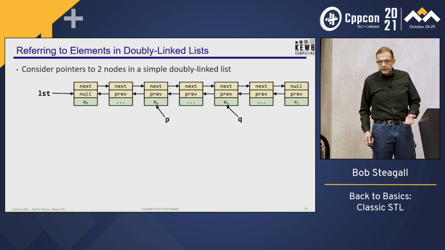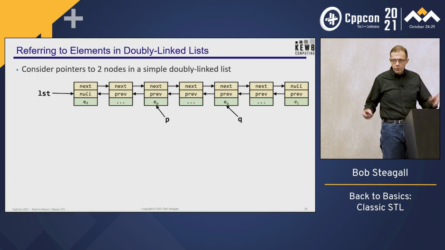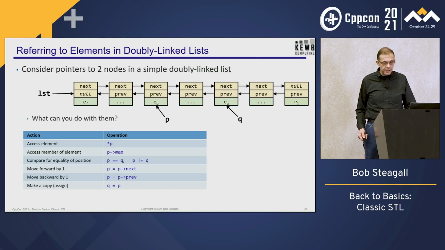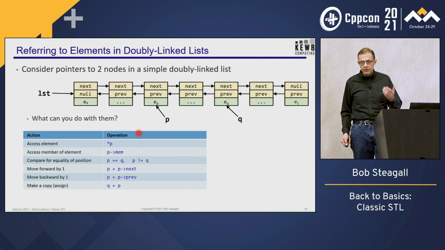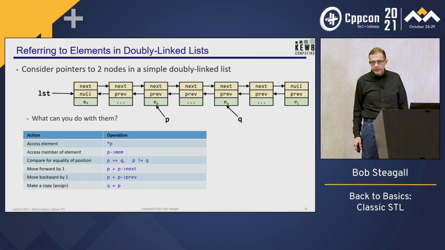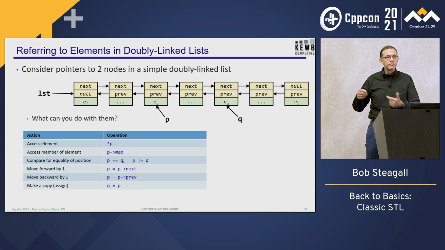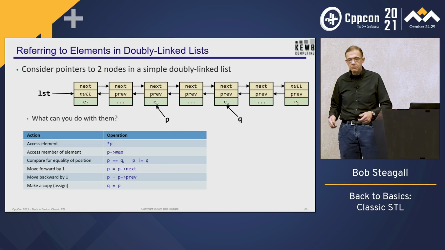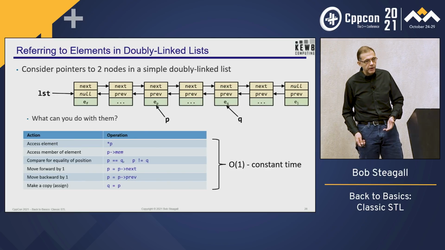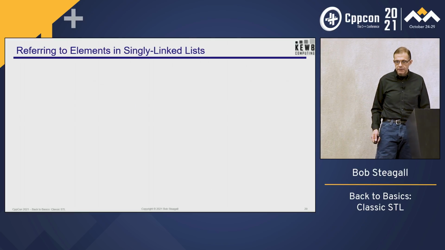Consider elements in a doubly linked list, right? Suppose you have a doubly linked list and you've got pointers to 2 nodes in that list. What can you do with them, right? Well, here's another table. You can access elements, you can access members of elements, you can compare pointers for equality of position, you can move forward and backward by 1, and you can make a copy of a pointer. Now, as we all know, with doubly linked lists, you can't randomly access them, but you can move backward and forward in increments of 1. All right, this is interesting. This is another kind of iteration. And all of these operations also have constant time complexity.